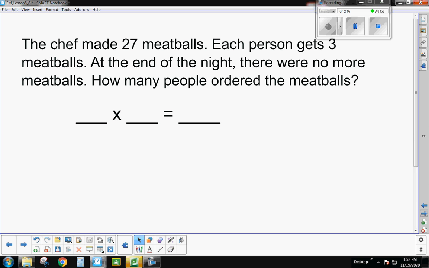The chef made 27 meatballs. Each person gets 3. At the end of the night, there were no more meatballs. How many people ordered meatballs? Go ahead and pause the video.